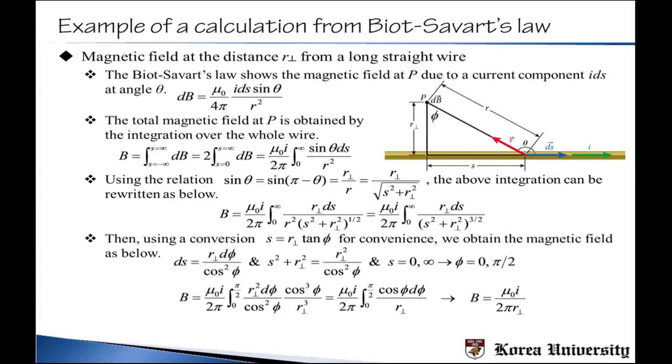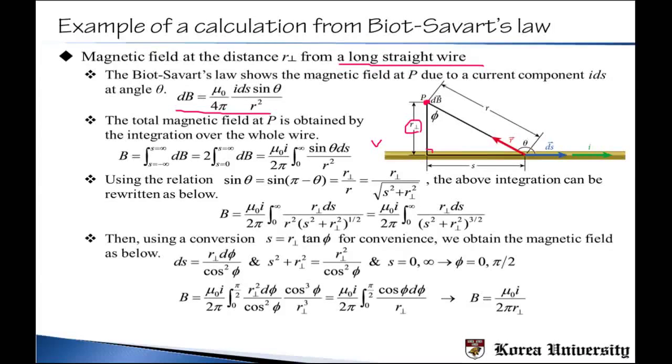And here we have an example showing how to calculate the magnetic field using the Biot-Savart's law. In this example, we have a long straight wire as shown here, and we want to calculate the magnetic field at the location P. The shortest distance between P and the wire is, of course, given by drawing the line perpendicular to it. So we call this distance R perpendicular.